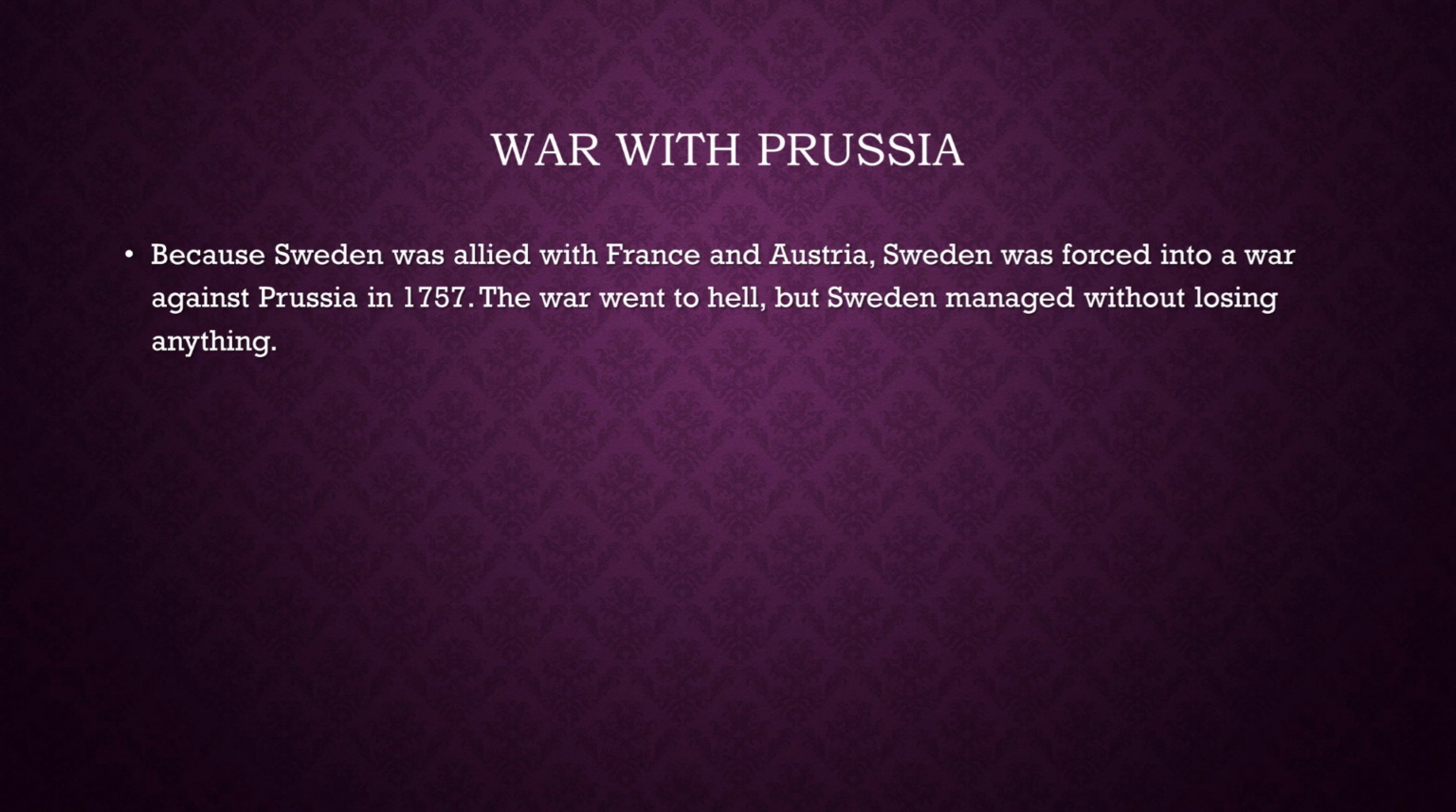Then Sweden went to war with Prussia, because Sweden at this time was allied with France and Austria. And Sweden was therefore forced into a war with Prussia in the year 1757. The war went basically to hell, but Sweden yet again managed to get some kind of peace treaty with Prussia without losing basically anything.